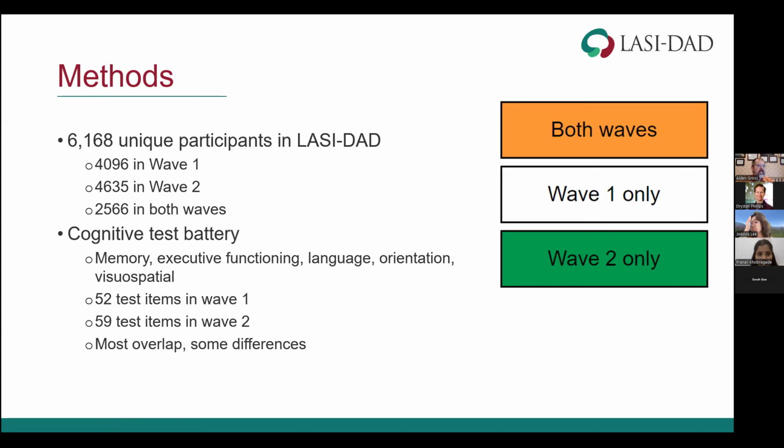Now, in the next couple slides, I'm going to run through each domain and describe, to give you a visual sense of the overlap. I'm going to color code it. Orange is going to indicate that a test was used in both waves. White is going to indicate that a test was used in wave one only, and green will indicate that a test was introduced newly in wave two.